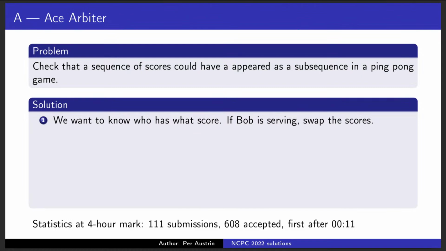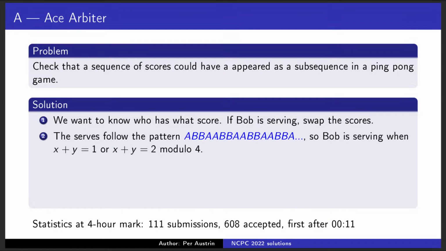So the first thing we want to do in problem A is this annoying swapping of the scores. We don't know who has what scores. That's really annoying. We need to take care of that first. So we need to unswap them so that we know who has what scores. Okay, so let's see what we should do. If Bob is serving, let's say that we swap them, so we know that Bob is always the second.